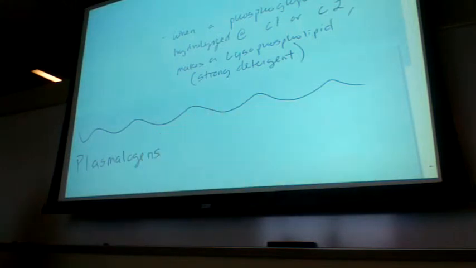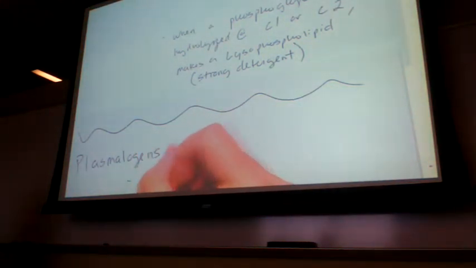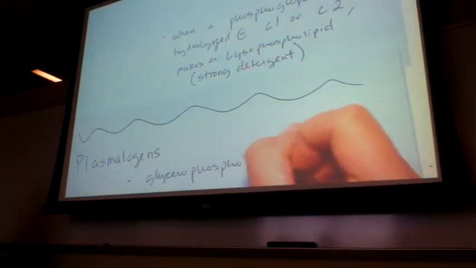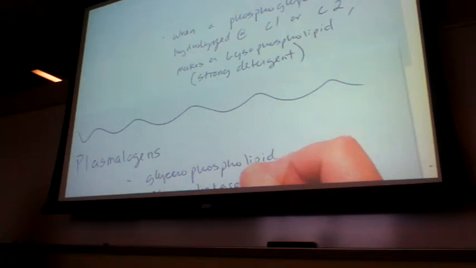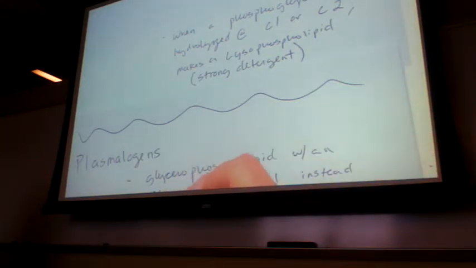I'll mention these, and we're going to do nothing with them. Plasmalogens. So this is a glycerophospholipid with an ether linkage at C1 instead of an ester. It can act as a reducing agent.